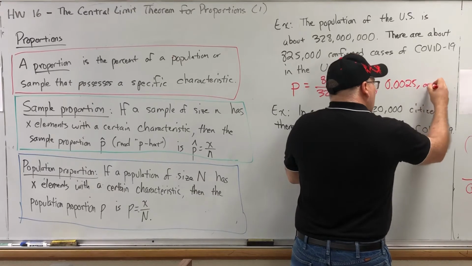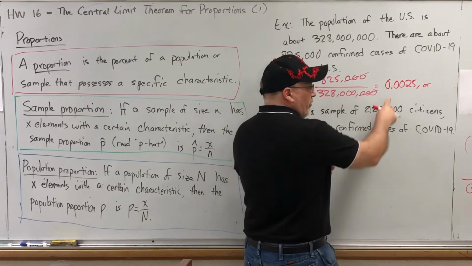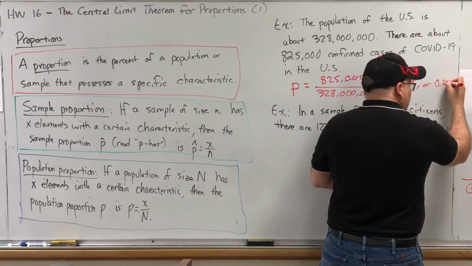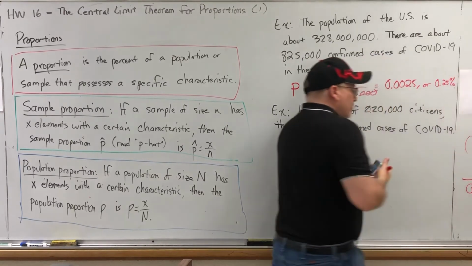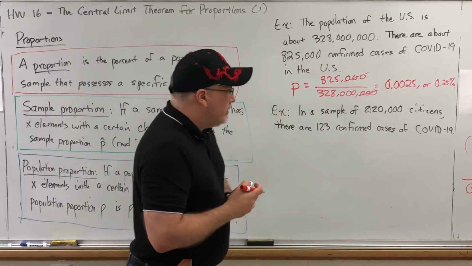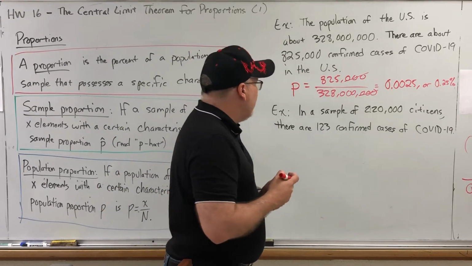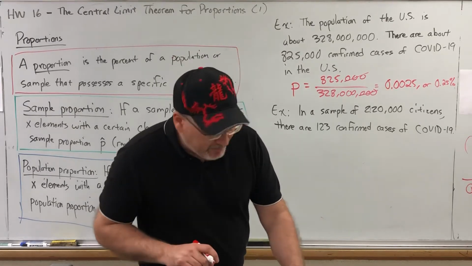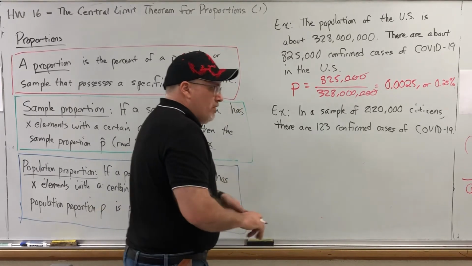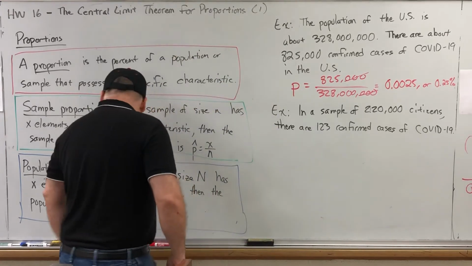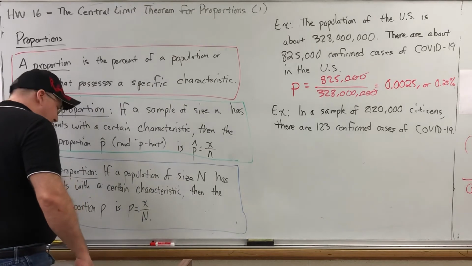0.0025, or if we turned it into a percent, we would move the decimal 2 places to the right and say 0.25%. So according to the statistics that I literally just got off the internet, about 1/4% of the US population has a confirmed case of COVID-19. Now I'm not trying to stir fear or spread panic or anything. I'm just grabbing numbers that have meaning this day and age.